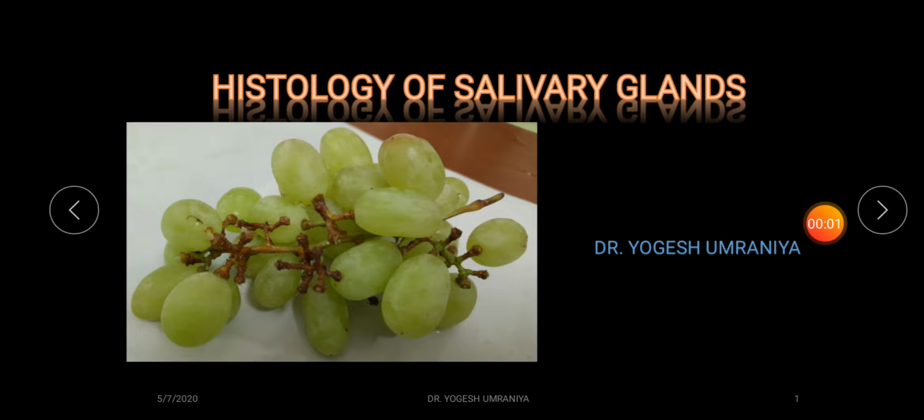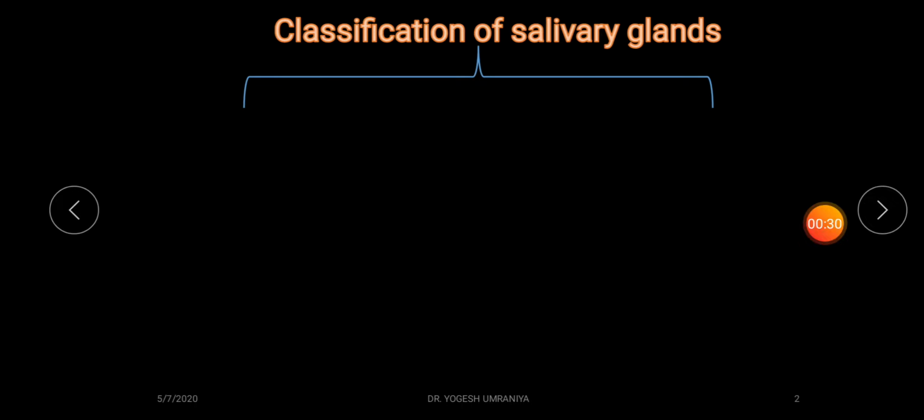So today we are going to discuss the histology of the salivary glands. The main function of the salivary gland is to produce the saliva, which is useful in the initial digestion process of the food. Another function of this salivary gland is to keep moist the oral cavity. So in the next slide we will discuss the classification of the salivary gland.